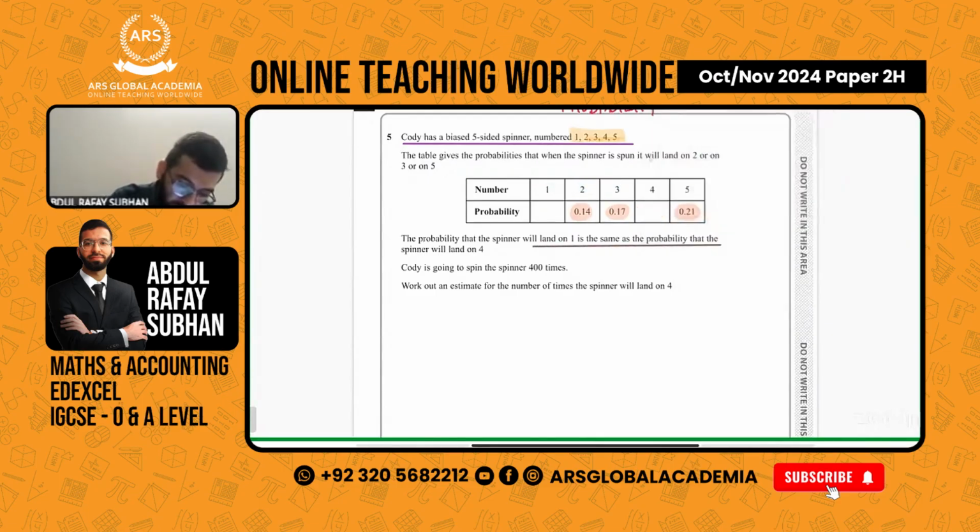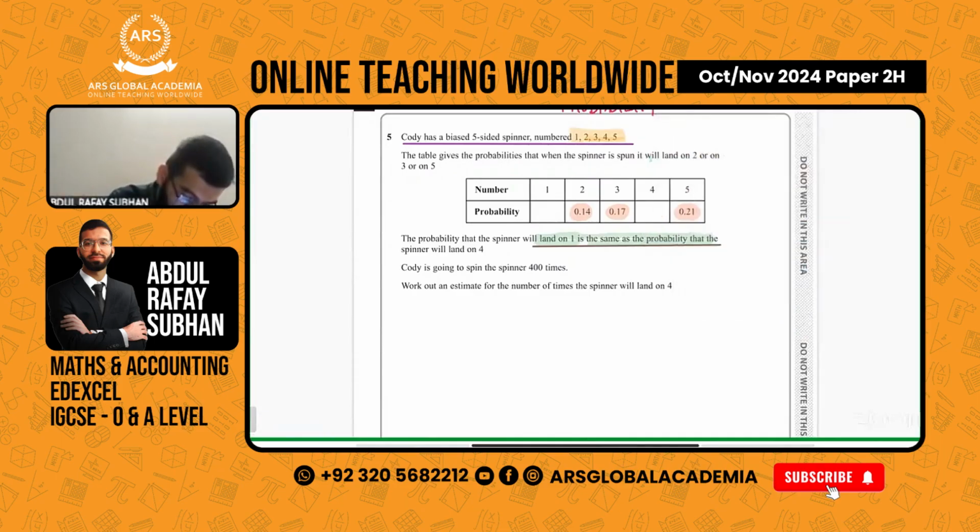The probability that the spinner will land on 1 is the same as the probability of landing on 4. Very simple. Each and every piece of information will help you. So the probability is the same for the spinner, whether it lands on number 1 or on number 4, students. It doesn't matter.